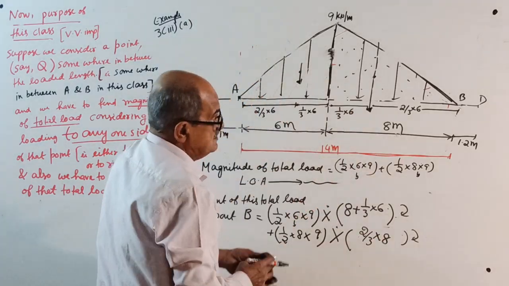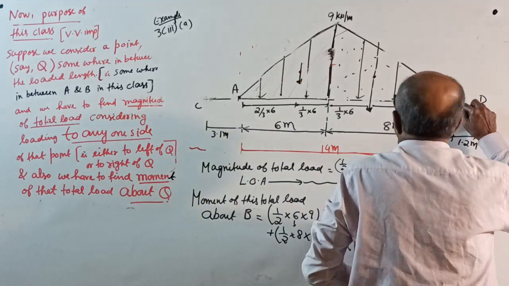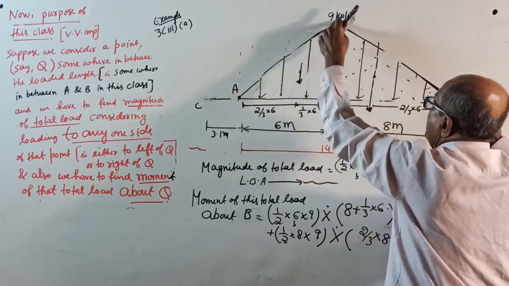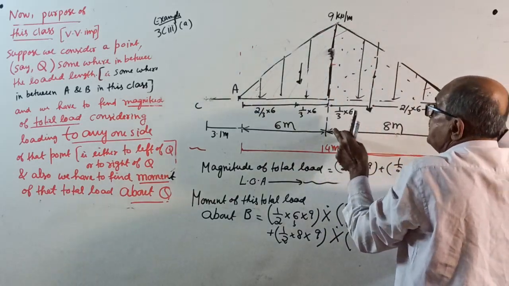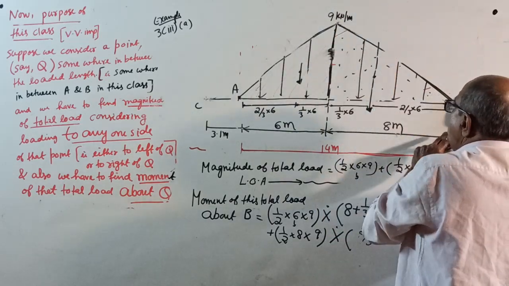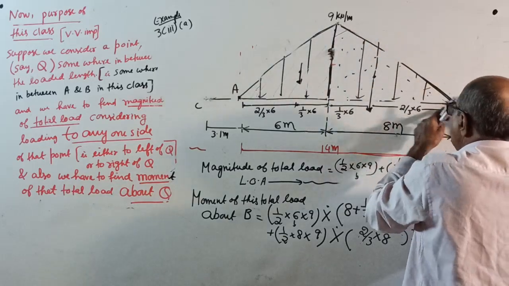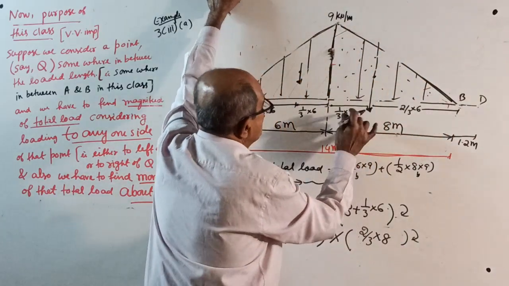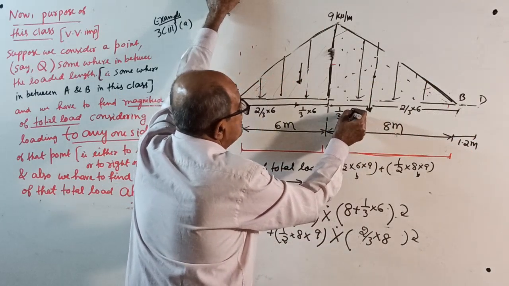Don't do this way, I will explain. Okay. Moment about B. This load, half into 6 into 9 into 8 plus 1/3 of 6. And this load, half into 8 into 9 into 2/3 of 8. This is not 1/3 of 6. 1/3 of 8 it is.